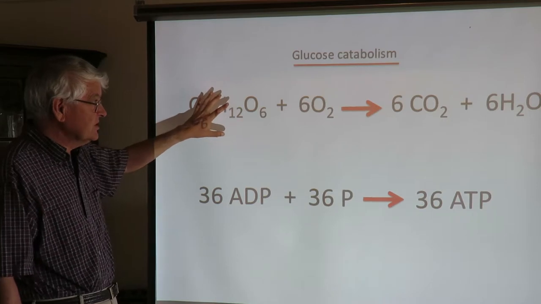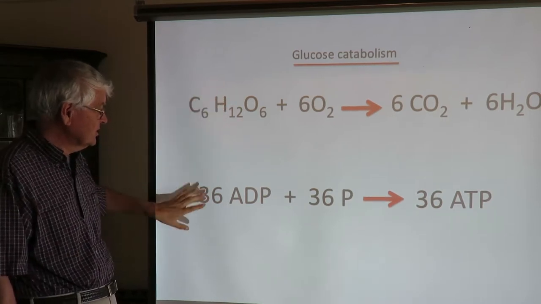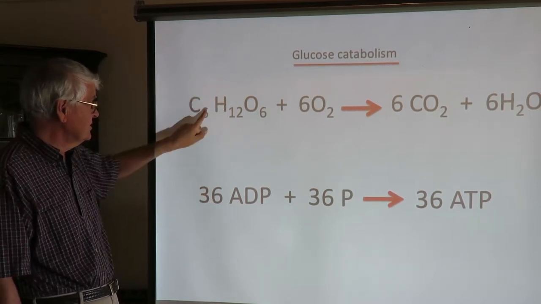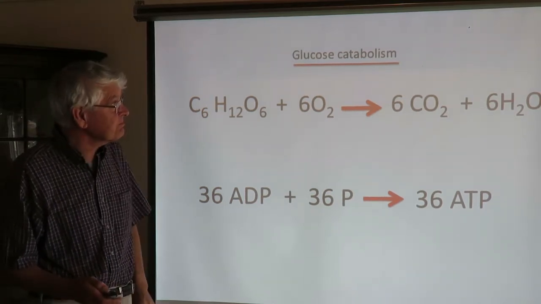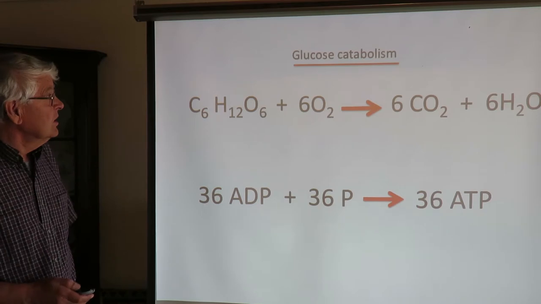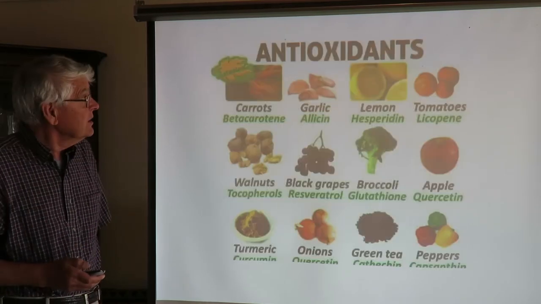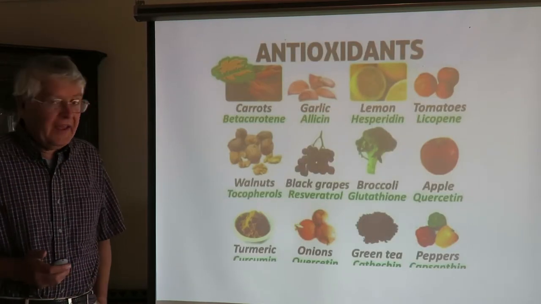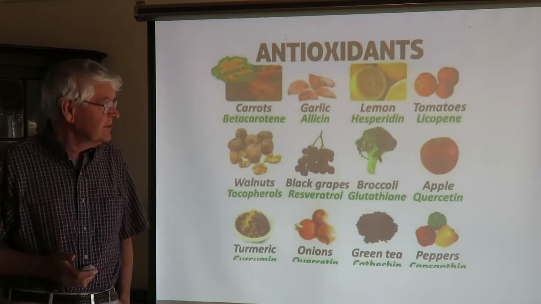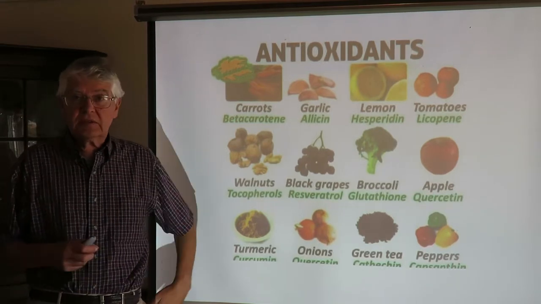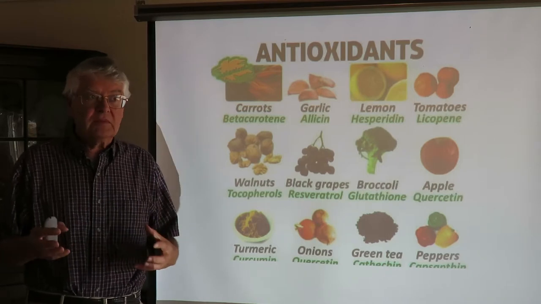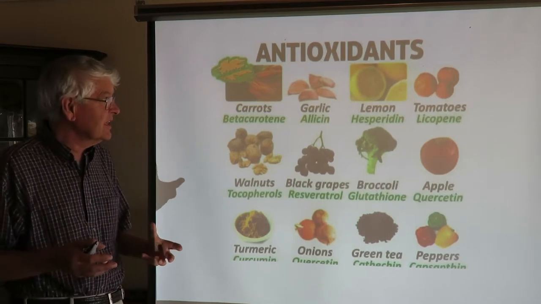And this process is coupled to the production of 36 ATPs for every 1 glucose molecule. Okay, now the fact that oxygen is so reactive, though, creates a problem for the cells.